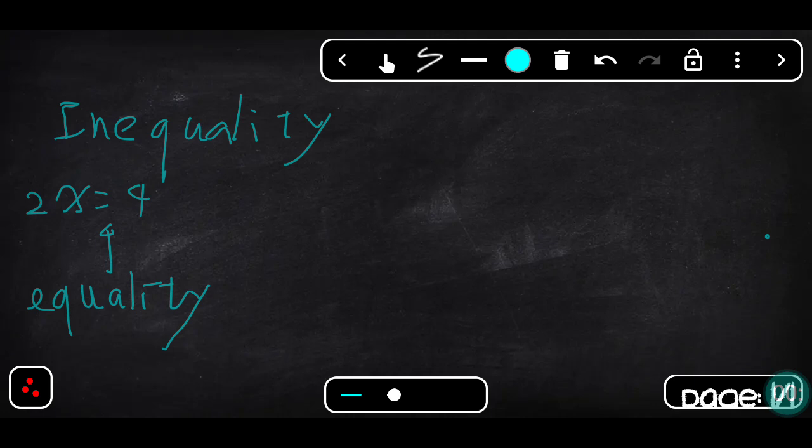There are only 4 signs for inequality. It's greater than, less than, greater than or equal to, less than or equal to. Okay, you can check your textbooks for more detail. And I'm going to give you an example very quickly.